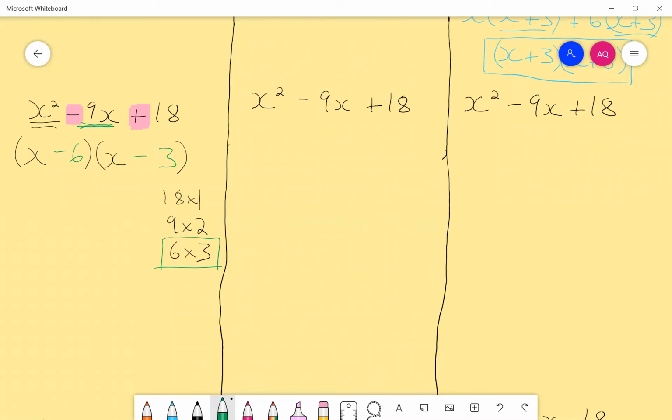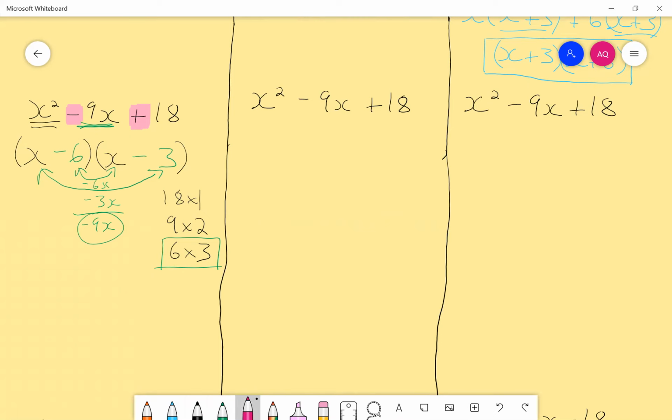We can actually check, does it work by multiplying the two inside ones and the two outside ones together and seeing what we get. Two outside ones gives us minus 3x. Two inside ones give us minus 6x. Together that gives us minus 9x. So that is a nice little check we can do when we're opening up the brackets.